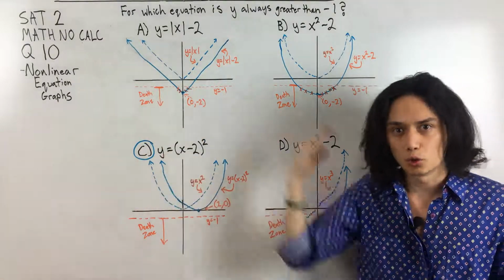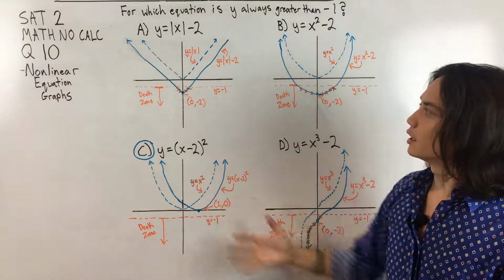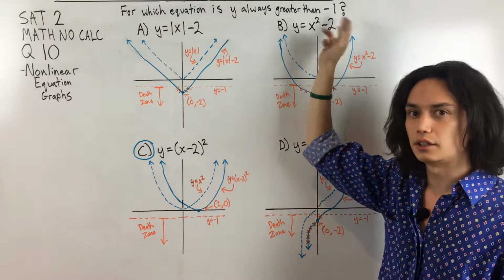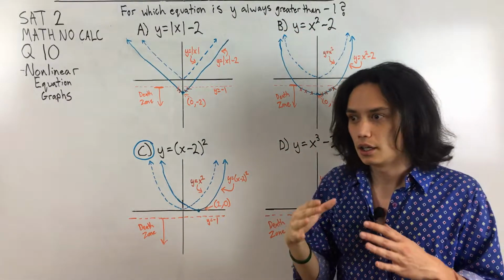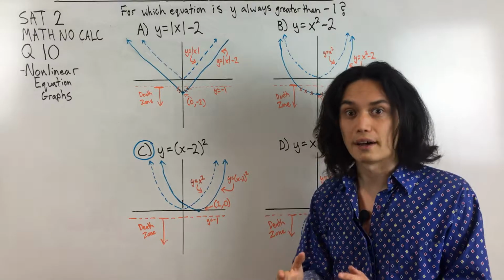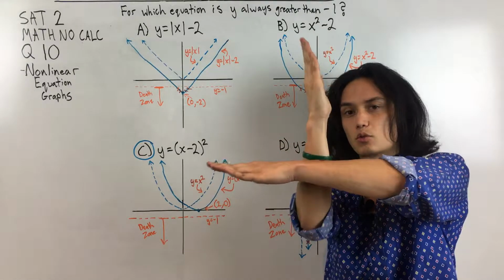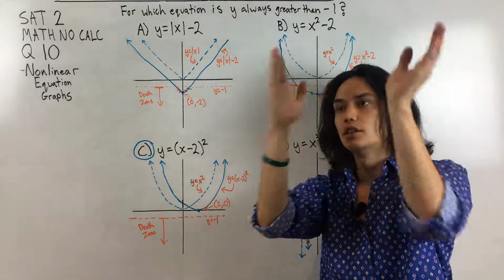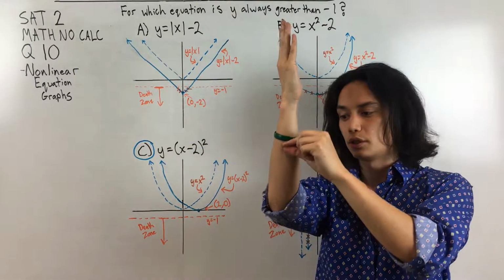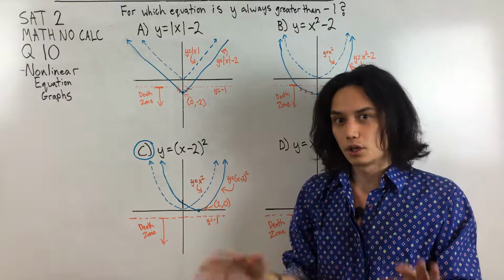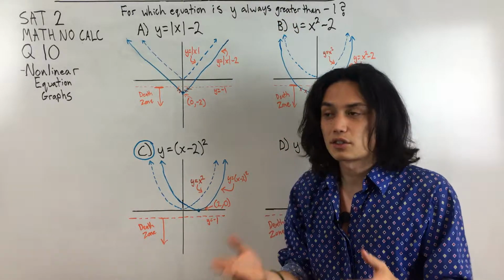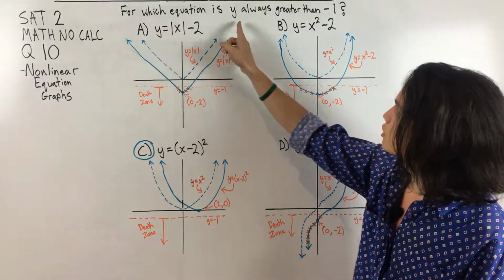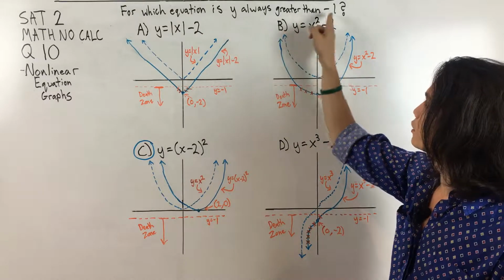They're asking us which of these equations is such that the y coordinate is always greater than -1. In terms of what they're asking on a graph, on an xy axis, the y variable needs to always be higher than -1. If you have a y coordinate that's lower than -1, that's going to be a wrong answer choice. So we're looking for graphs that always stay higher than -1.